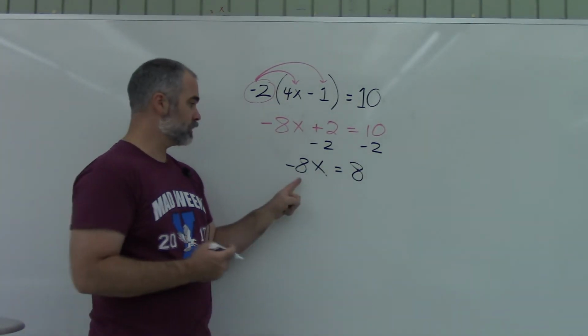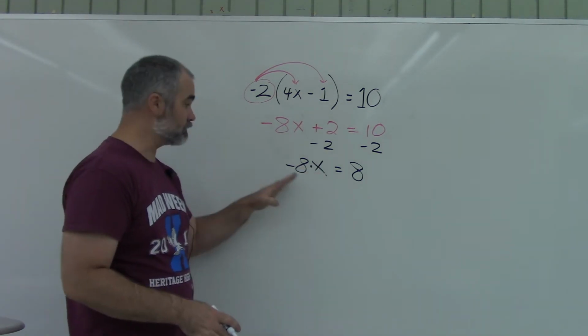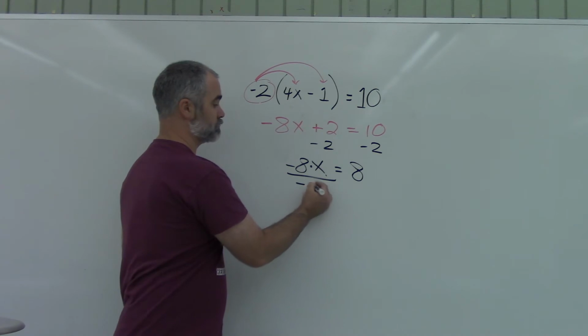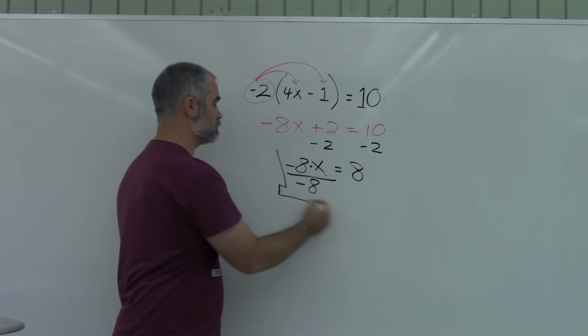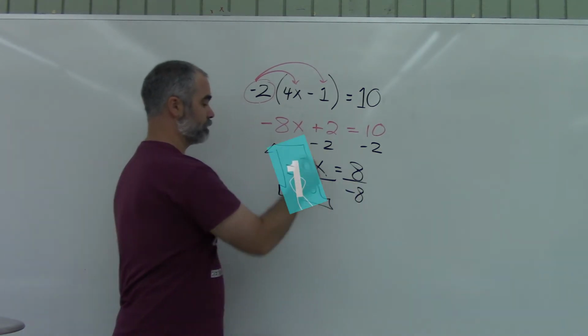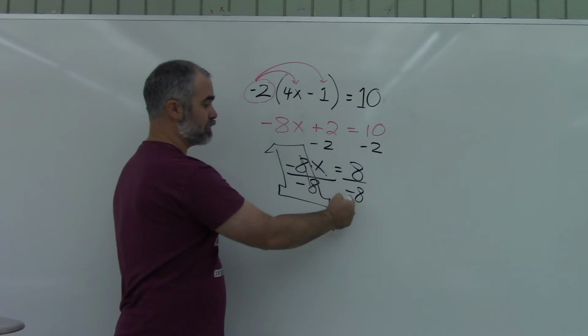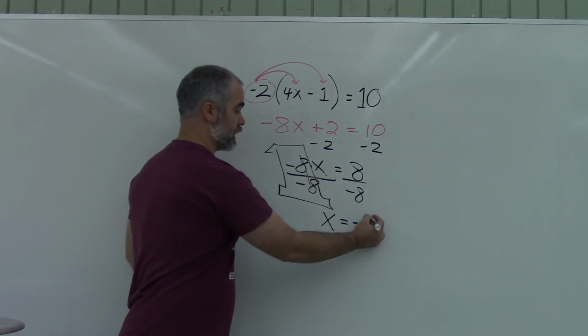Remember, that's multiplication. The opposite of multiplying, even if it's a negative, is dividing. So I'm going to divide by -8. Again, it still makes a big 1 divided by -8 over here. I'm left with 1x over here. 8 divided by -8 is -1.